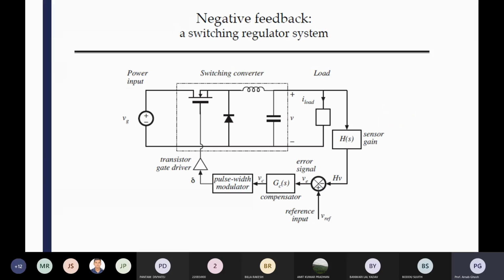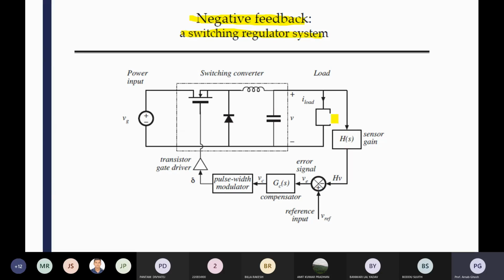Next, you can see in that diagram the negative feedback of a switch mode power converter. In a single word, you can say switching regulator. Why is it a regulator? Because your output voltage is regulated in the presence of disturbances. You can take any of the examples.